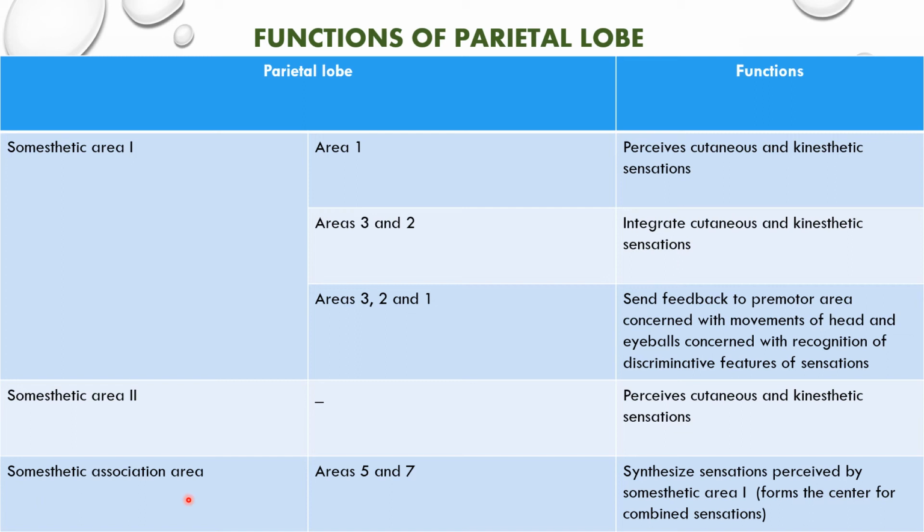The somesthetic association area, areas number 5 and 7, synthesizes the sensation perceived by somesthetic area 1. It forms the center for the combined sensation. Combined sensation means stereognosis, barognosis. There are some combined sensations. So this somesthetic association area is mainly concerned with the combined sensation and the synthesis of the sensation.